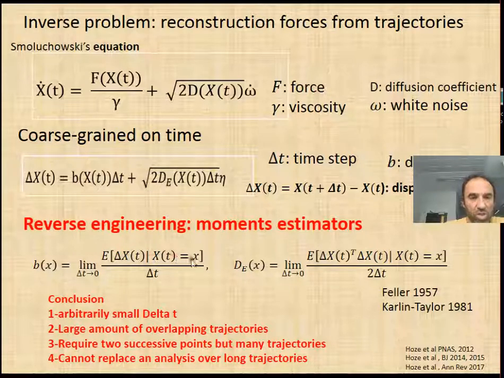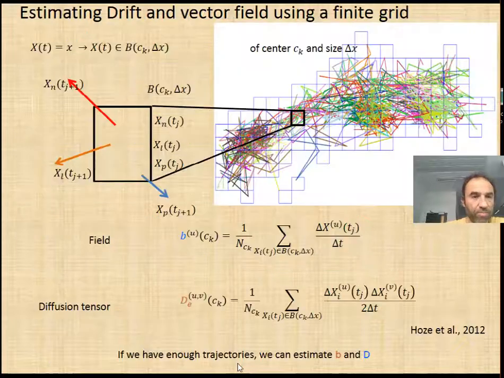the displacement conditioned on x of t equals x, where the diffusion coefficient is the same, but using the second moment. So the conclusion is that for an arbitrarily small delta t, where delta t tends to 0, we need a large amount of overlapping trajectories. This method only requires 2 successive points, but not the entire trajectory. And this method cannot be substituted by averaging over a long single trajectory.